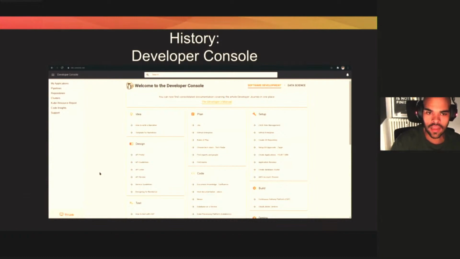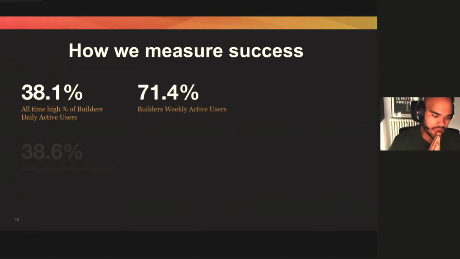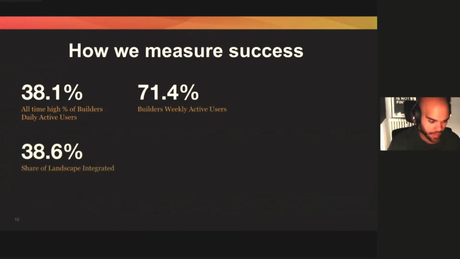So how do we measure success on that? We talked a little bit about Backstage, Vincenzo talked a little bit about that, and I talked a little bit about the concepts in the platform, but how do we measure success? We have basically 3 KPIs that we look at: the daily active users, the weekly active users, and the share of tooling integrated in Sunrise, or in our instance of Backstage.